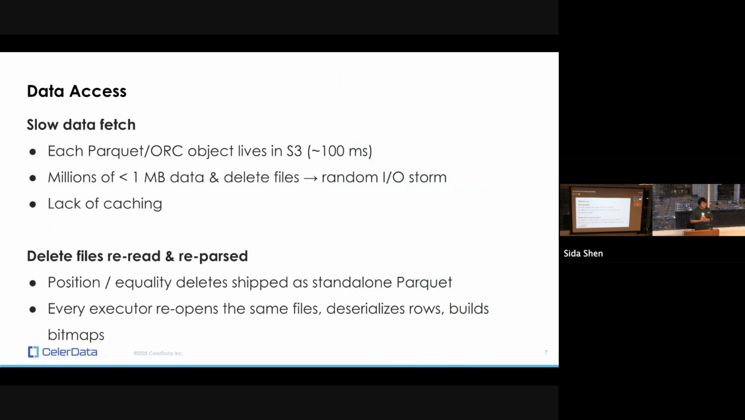And also a lot of the query engines built on top of Apache Iceberg, or integrated with Apache Iceberg, don't have a caching framework. So you're constantly hitting S3, and you're constantly getting this kind of latency.